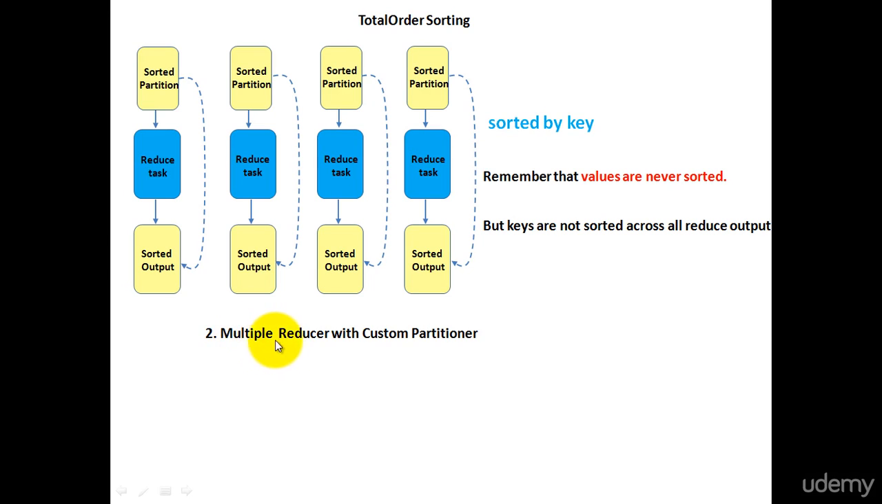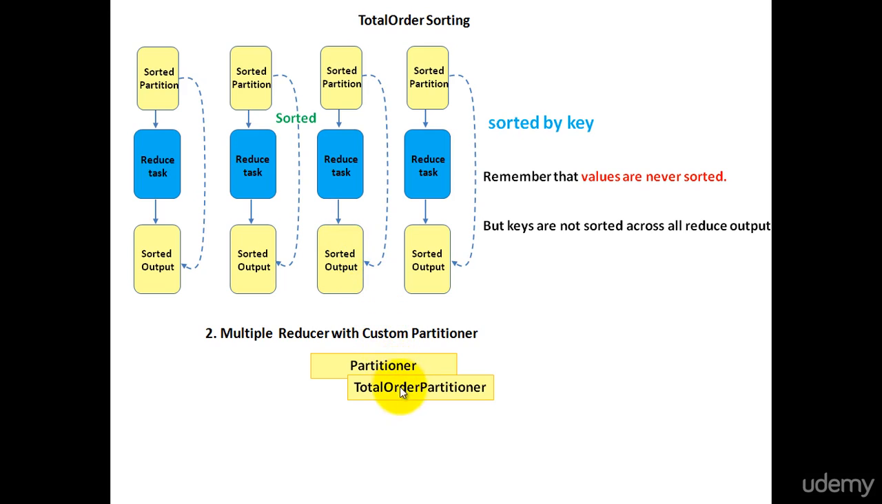Second way is to use multiple reducers with a custom partitioner. If we use the default hash partitioner, then the data will be shuffled across all the reducers. And we don't want our data to be shuffled. We want our data to be sorted.